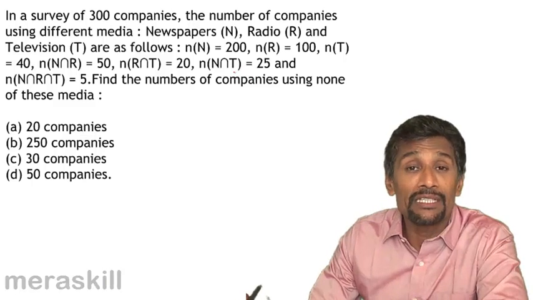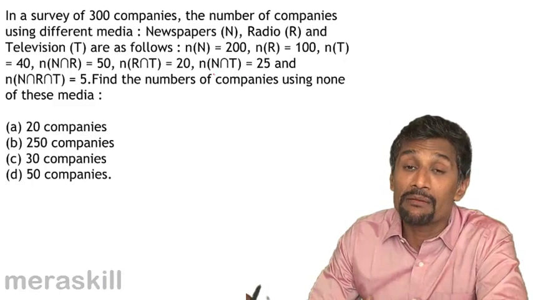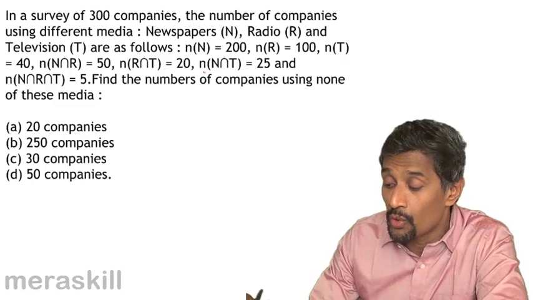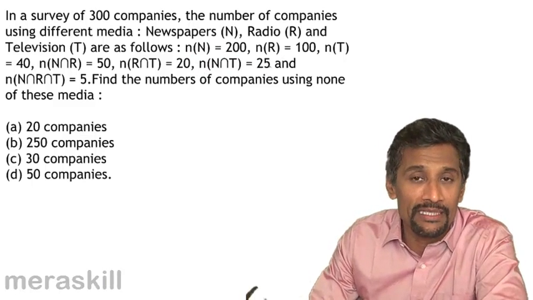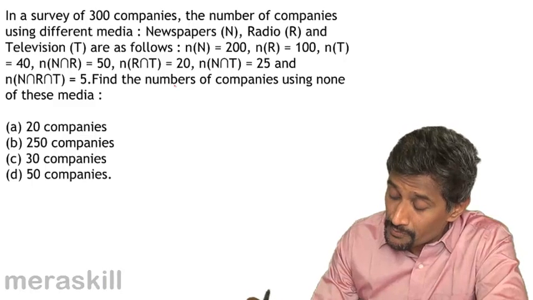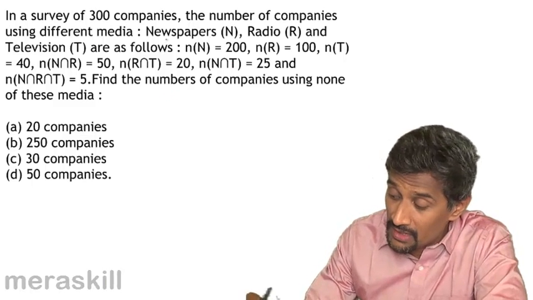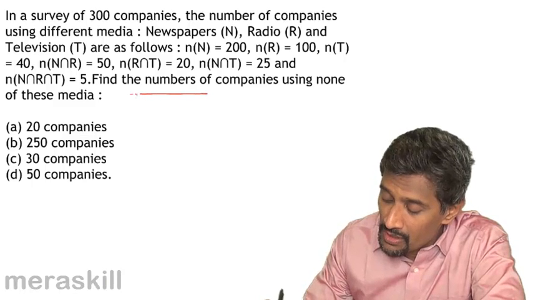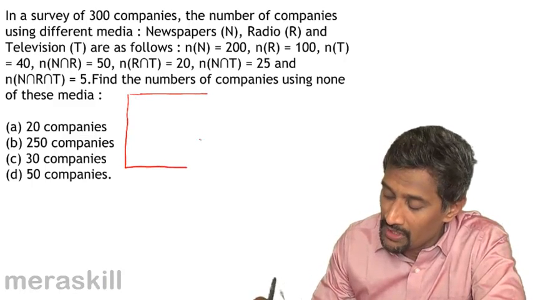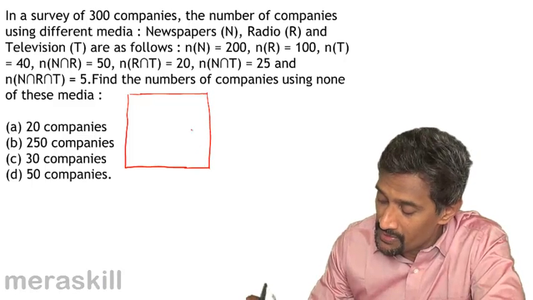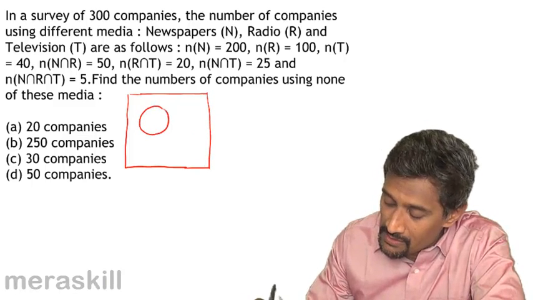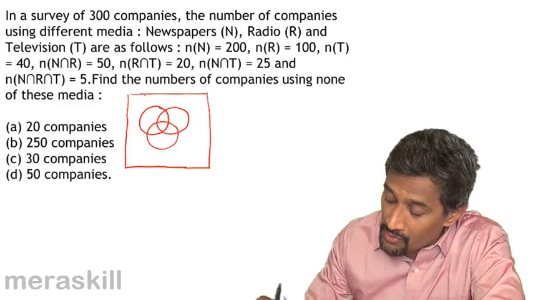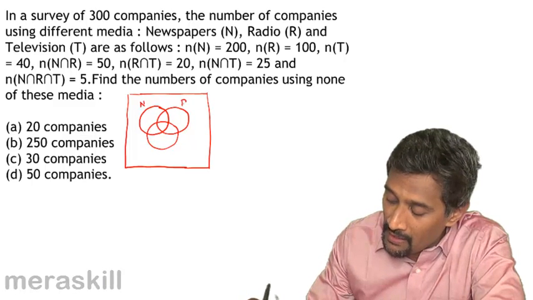Now candidates should not overrule the fact that there may be companies other than what is mentioned, unless it's told to consider only these companies. Since it's such a long list of things, the best thing that can be done is to draw a diagram. It will be easier to represent it. So we have N, we have R, we have T.